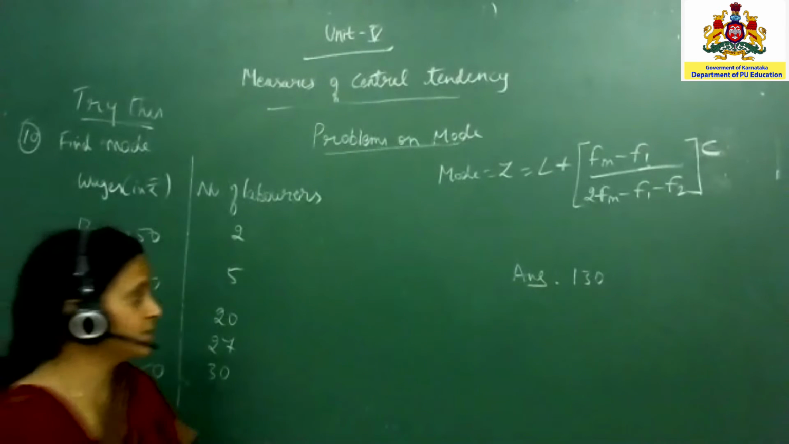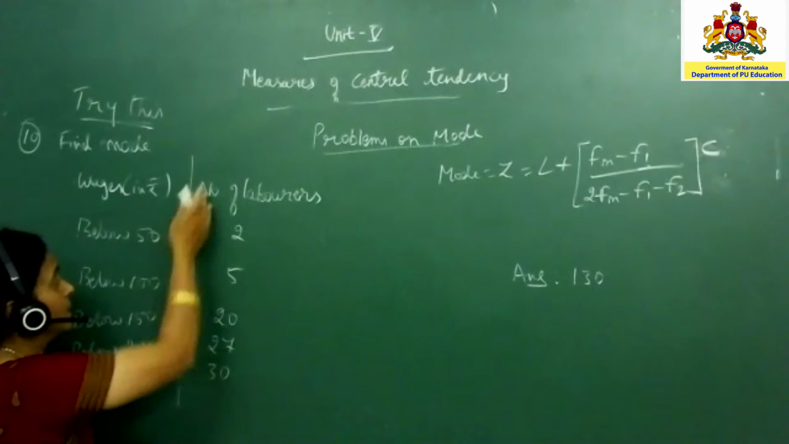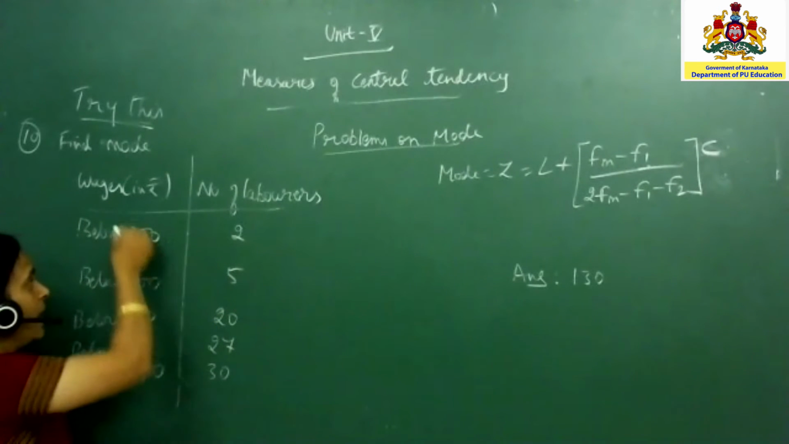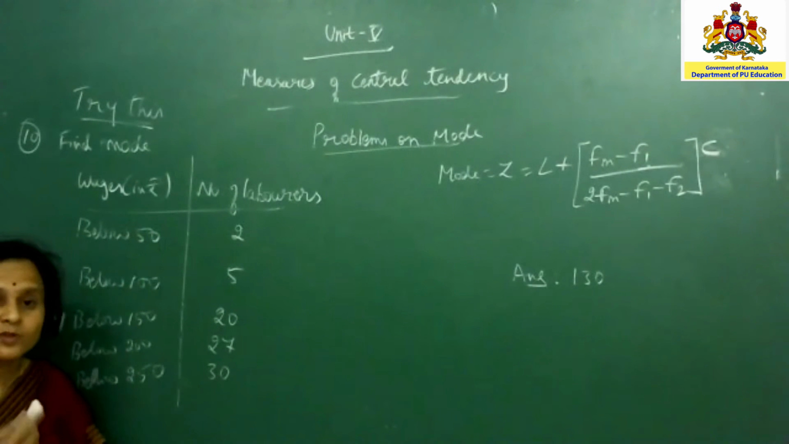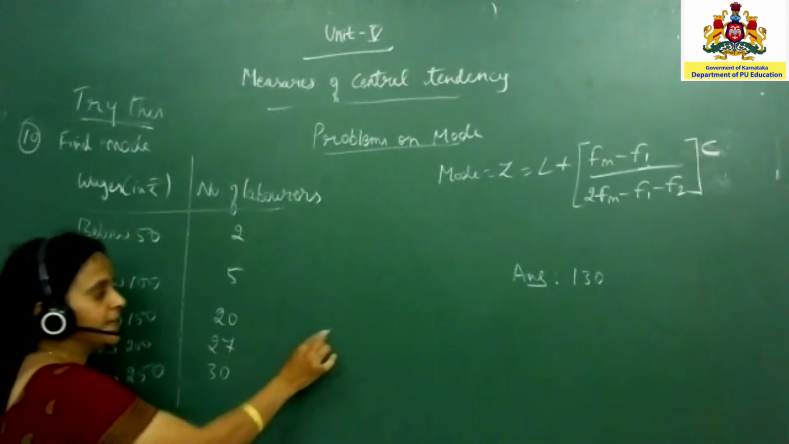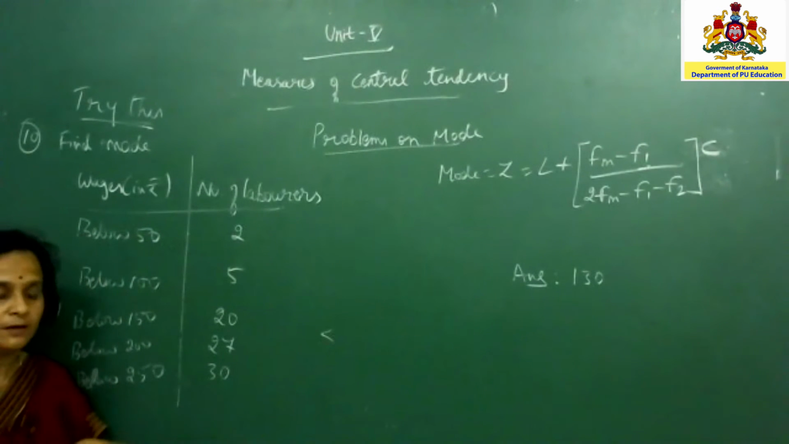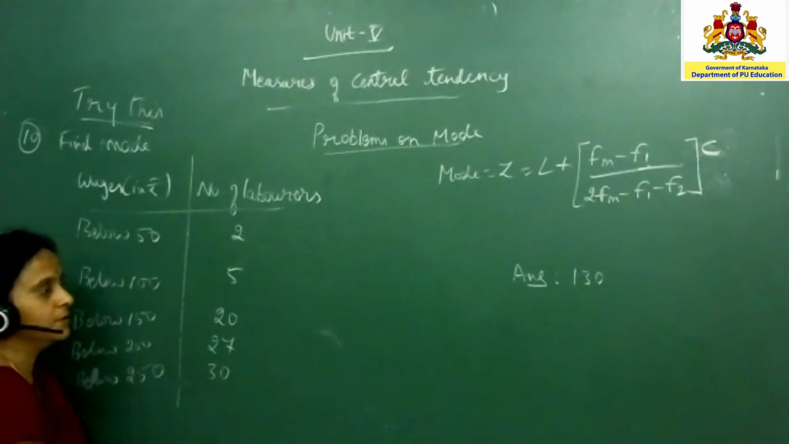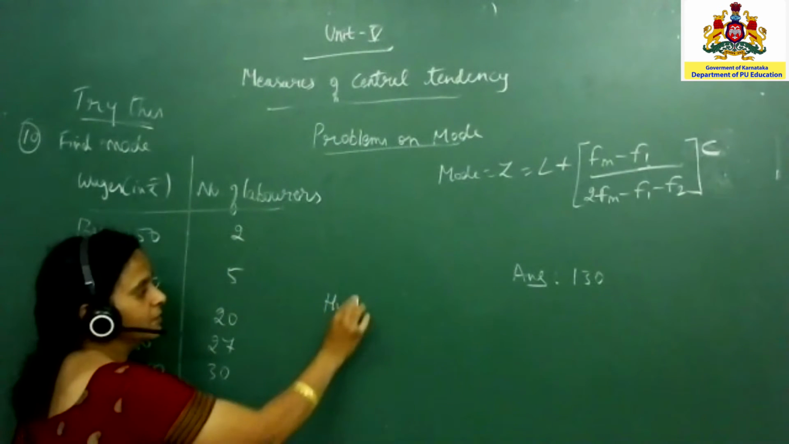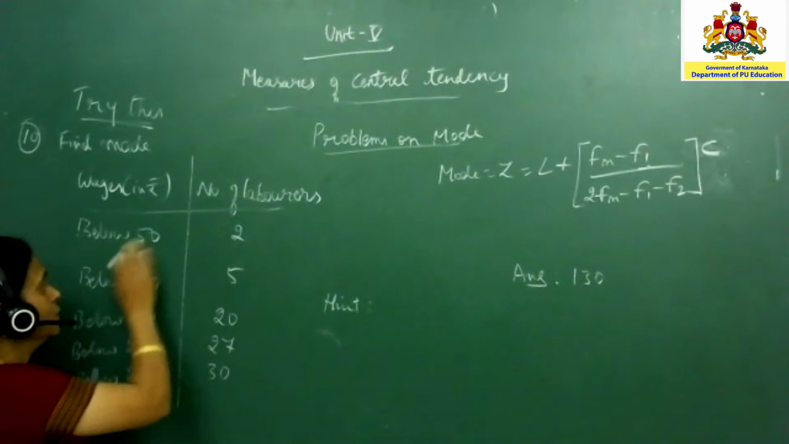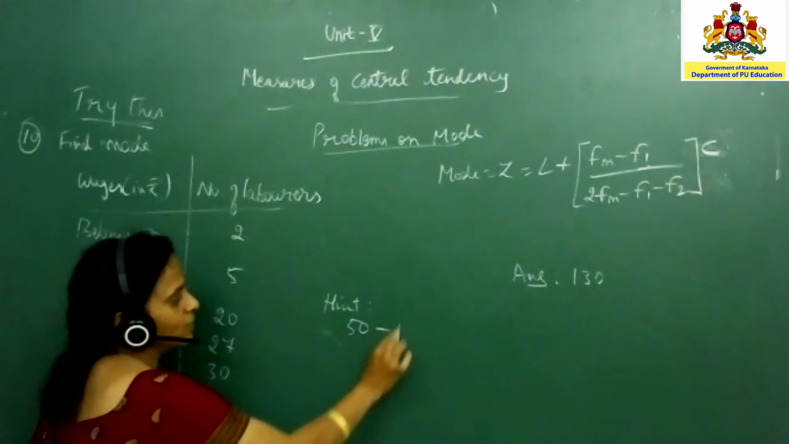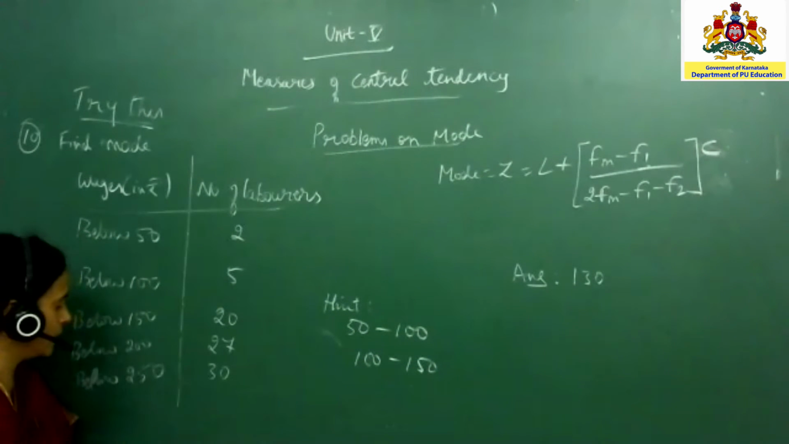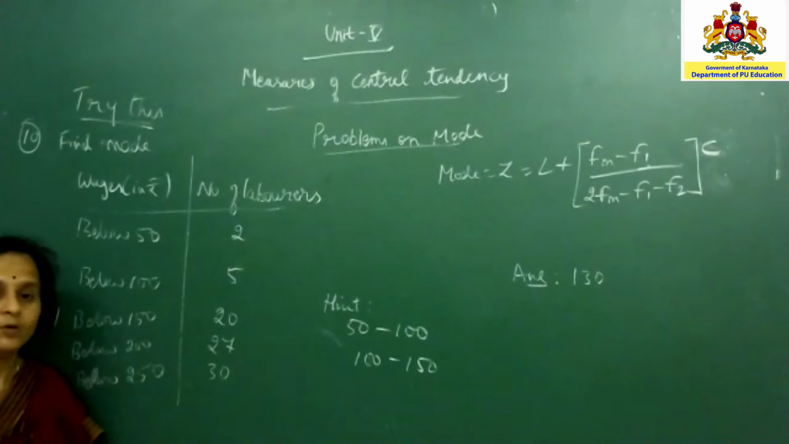So try this problem. Again here we have to find the mode. Wages are given and the number of laborers is given. Here the first column values are all below values. Below means less than values, like what we have done in the earlier problem. So below 50, below 100, etc. Here again we have to convert into the form of exclusive class intervals. So below 50 means I start with 50 to 100. Next 100 to 150. So go on like this, till 200 to 450.